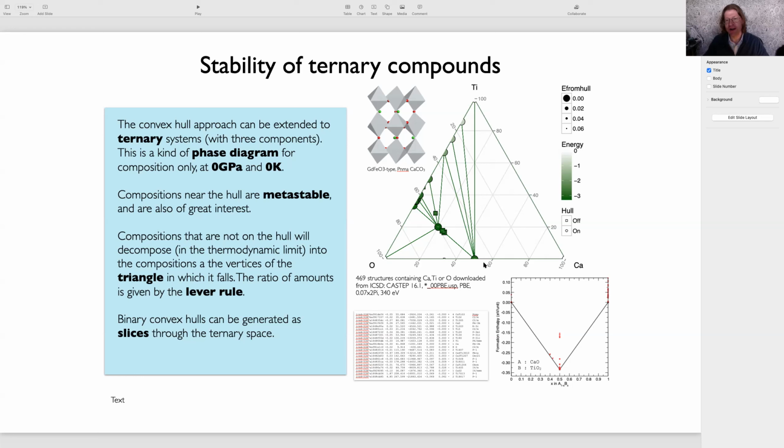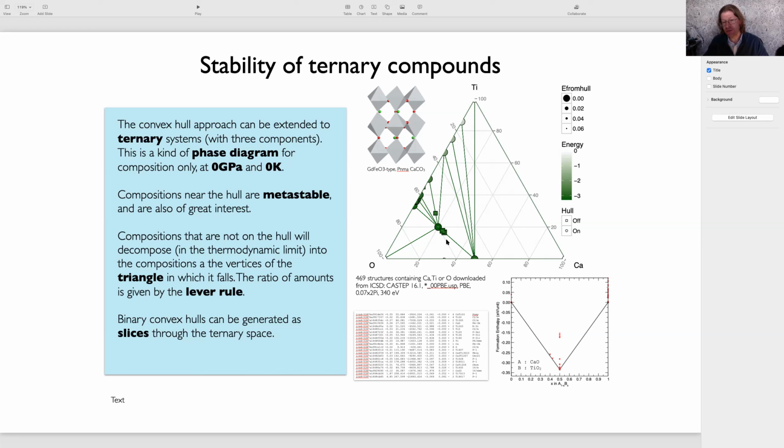And so all the different compositions are around here. And I'm plotting here, the circles here are the stable compositions. And we found a bunch of stable compositions along the titanium to oxygen axis, and just one in the ternary space here, but also some metastable phases nearby.